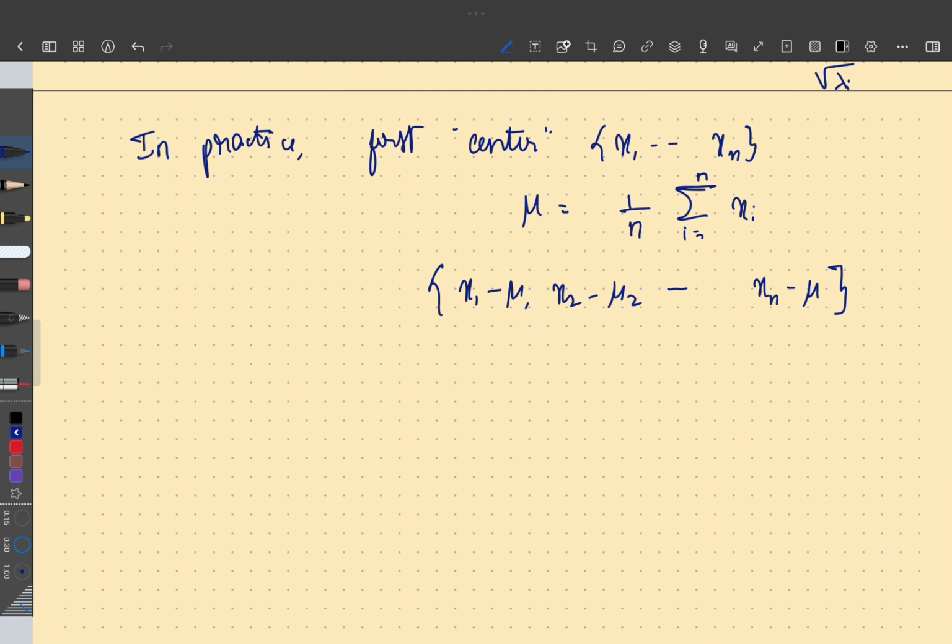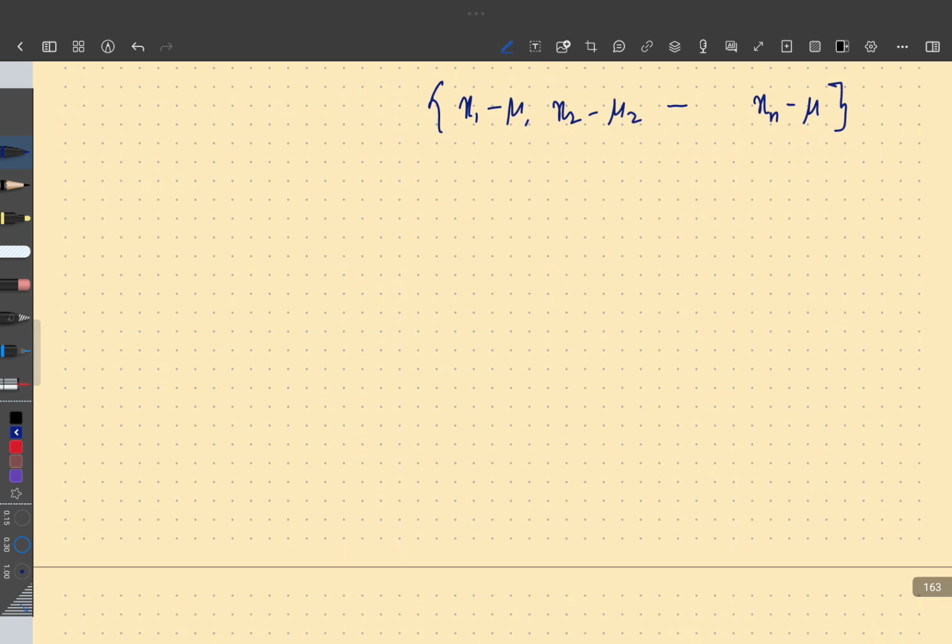The reason why the centering is done is, for one, it performs pretty well in practice. And the other is that it also has an interpretation in terms of the direction along which the variation is maximum.